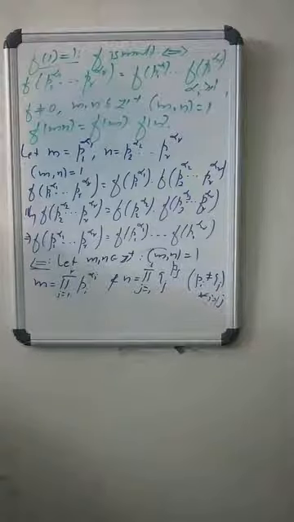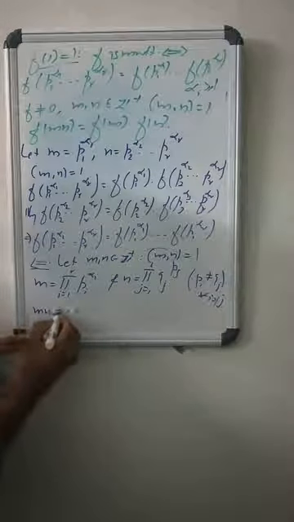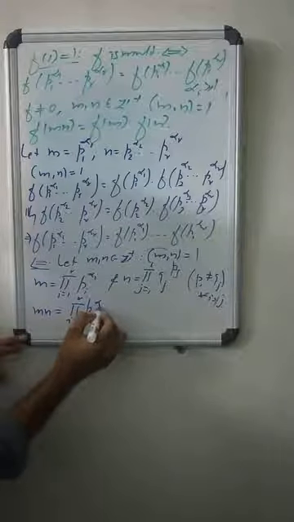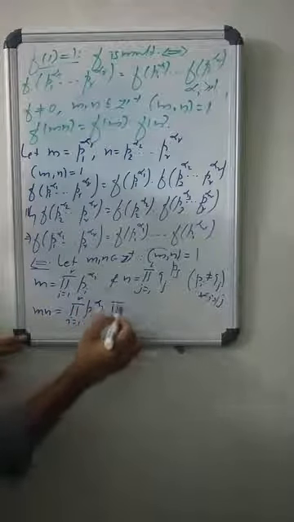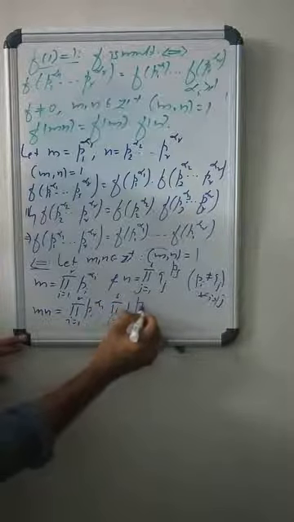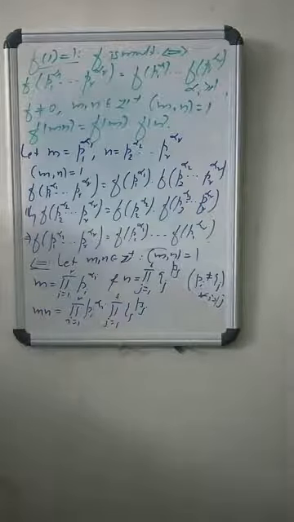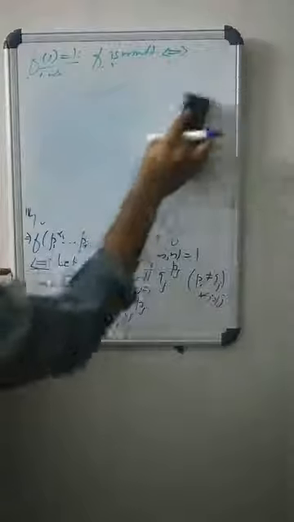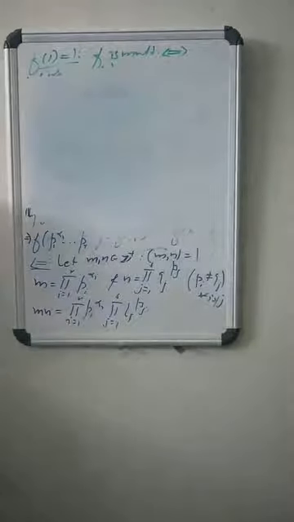We can choose m and n in such a way that they are relatively prime, such that m is the product of pi power alpha i, and n is the product of qj power beta j. So what is mn? Mn means the product i from 1 to r of pi power alpha i into the product j from 1 to s of qj power beta j. Hence mn is given. Then we have to show that f of mn equals f of m into f of n.